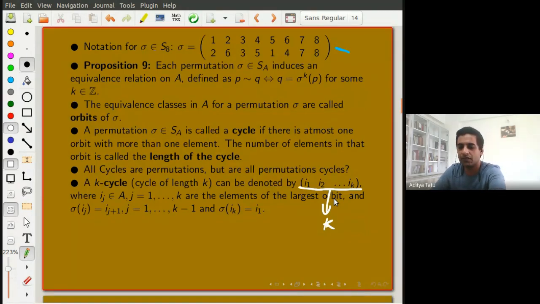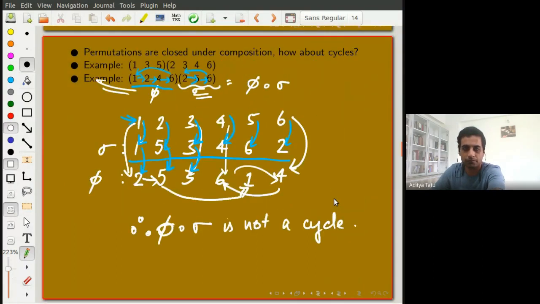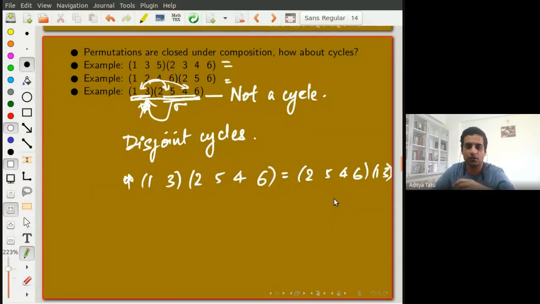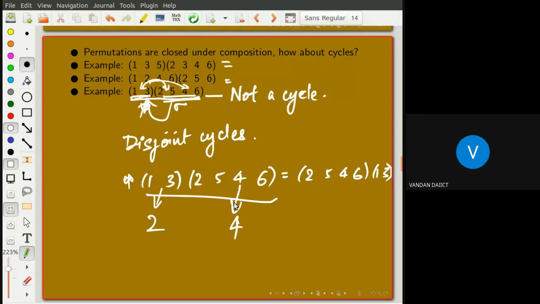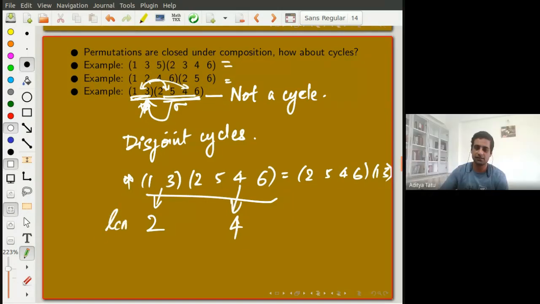How about computing the order of a product of cycles? The order of this is 4. The order of this is 2. What is the order of both of these together? 4, sir. Why? Because LCM of 2 and 4 is 4.